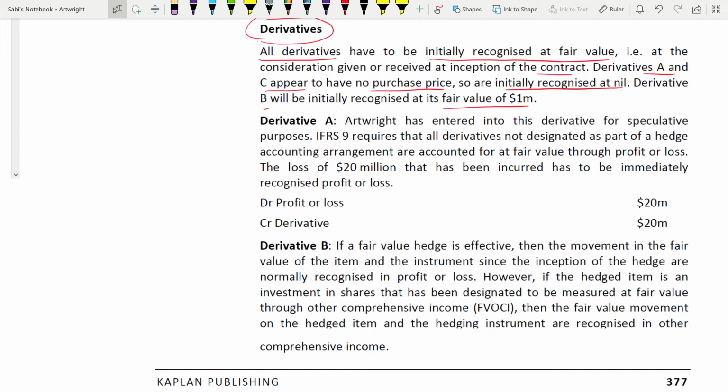They have entered into this derivative for what purpose? Either for hedging or for speculation. Out of these two reasons, you can enter into a derivative. My AFM students will know this better, right? So they have given it for speculative purpose.